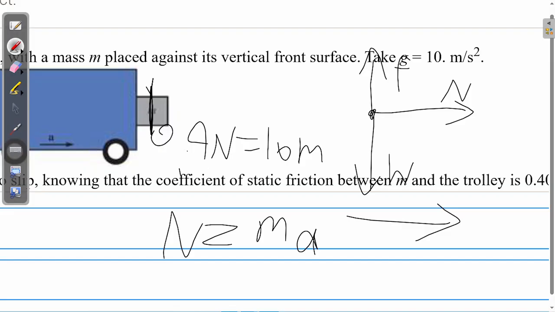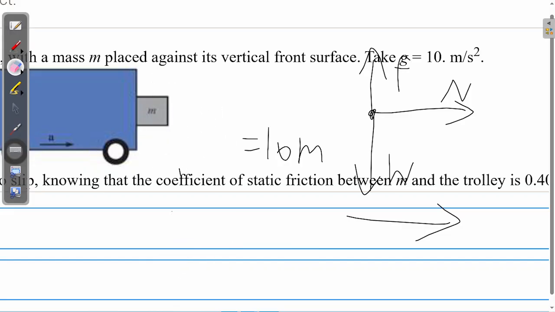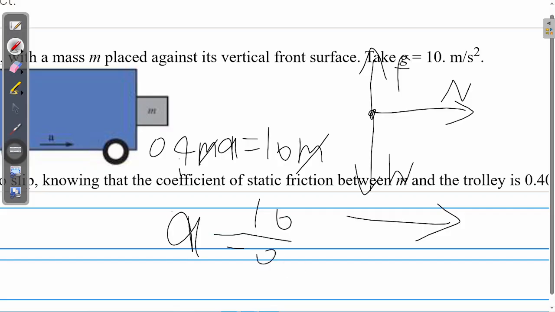And what do you know about the normal N? It's ma, so you can write 0.4 ma equals 10m. Now you can see we can cancel the m's, so a is equal to 10 over 0.4, which is equal to 25 meters per second squared.